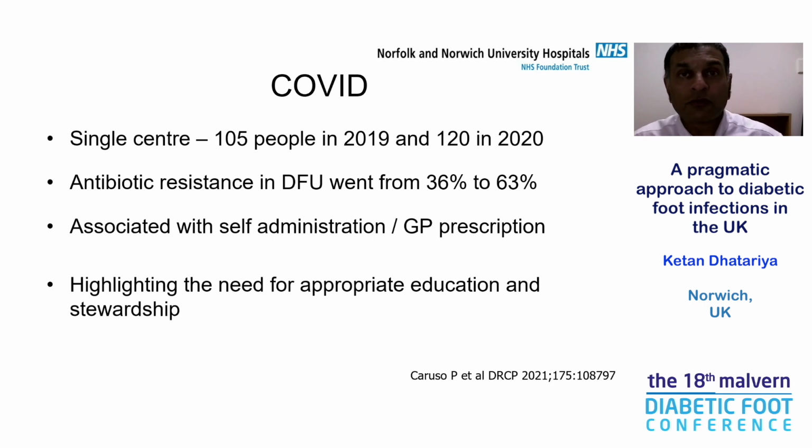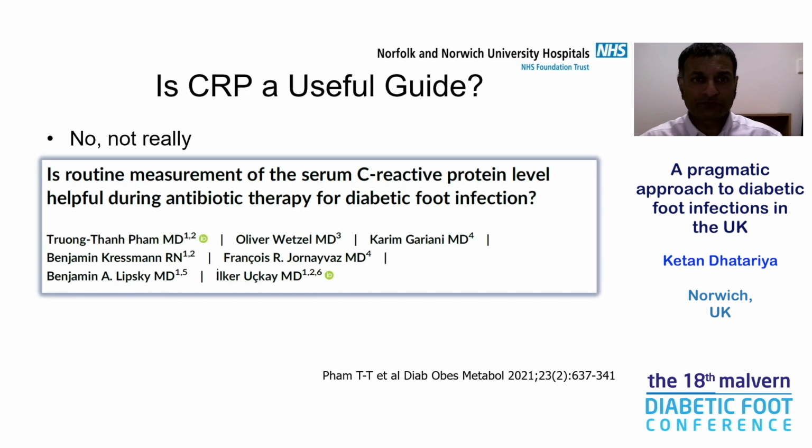No idea. Of course, I can't get through a talk without talking about COVID. And these authors published in Diabetes Research Clinical Practice, looking at a single centre, looking at what happened to those people with diabetic foot wounds. And as you can see here, the amount of resistant organisms went up, presumably because people were being given empirical antibiotics, or their primary care team were giving them antibiotics without getting the appropriate samples from which to dictate which agents should be used. So again, it's all about stewardship when you're talking about antimicrobial prescribing.